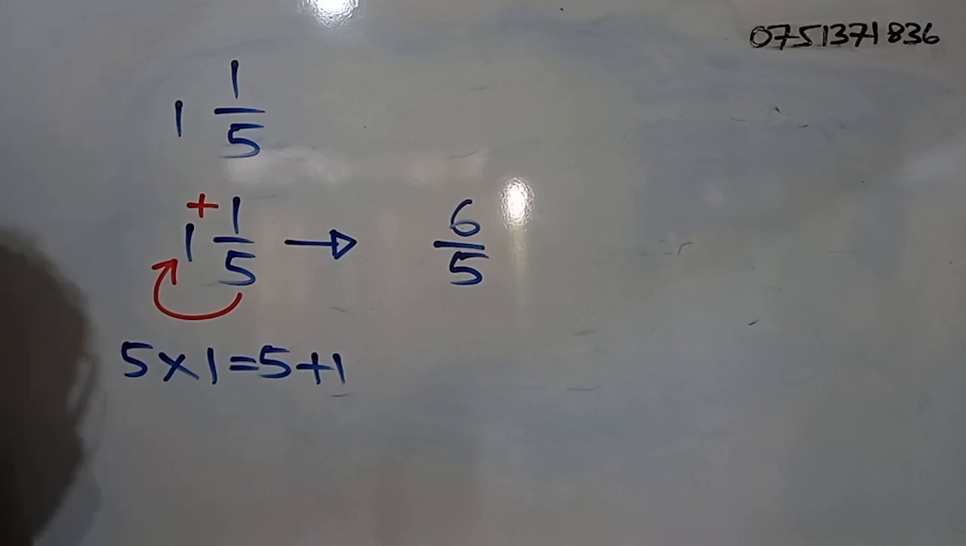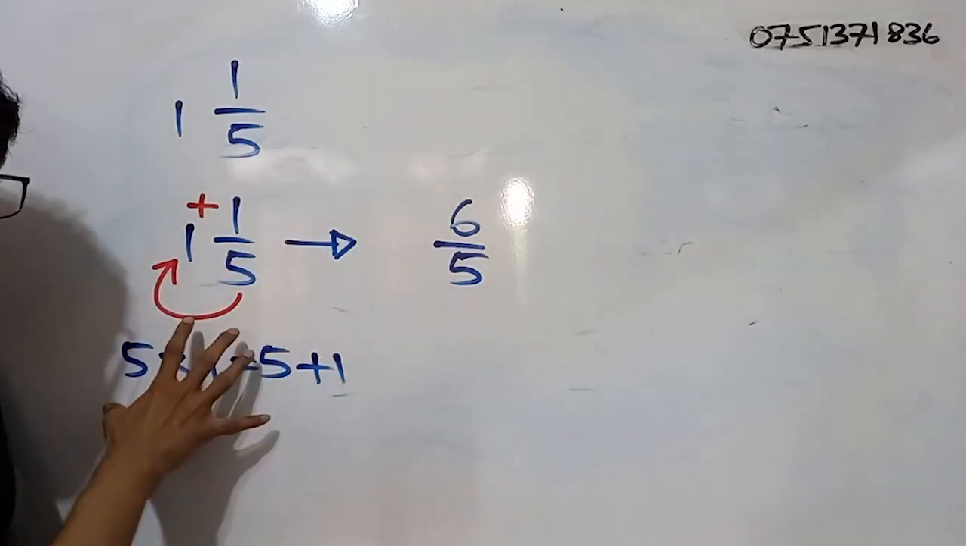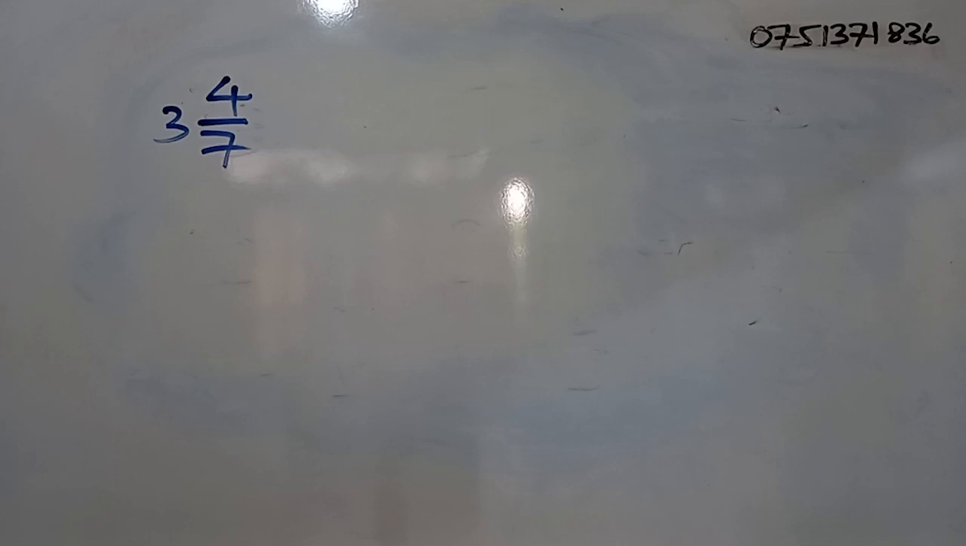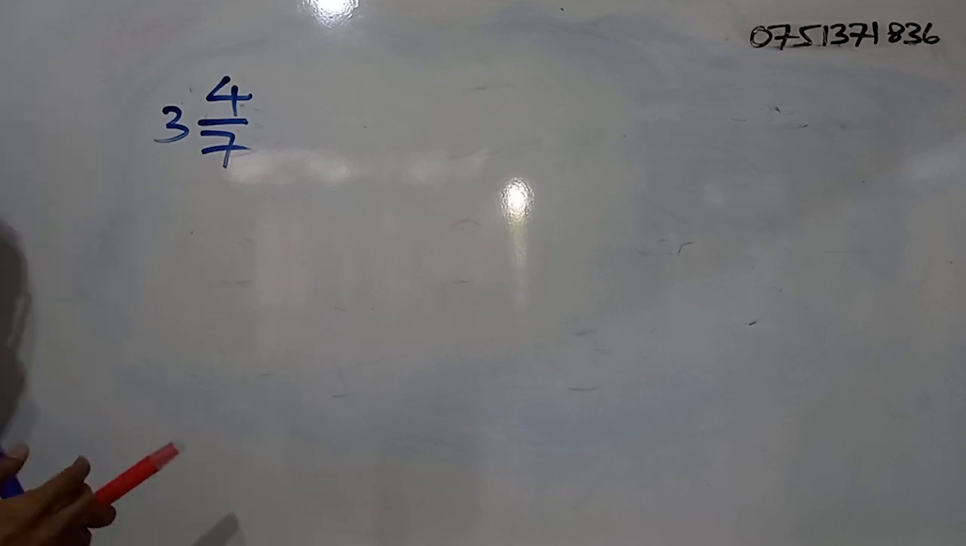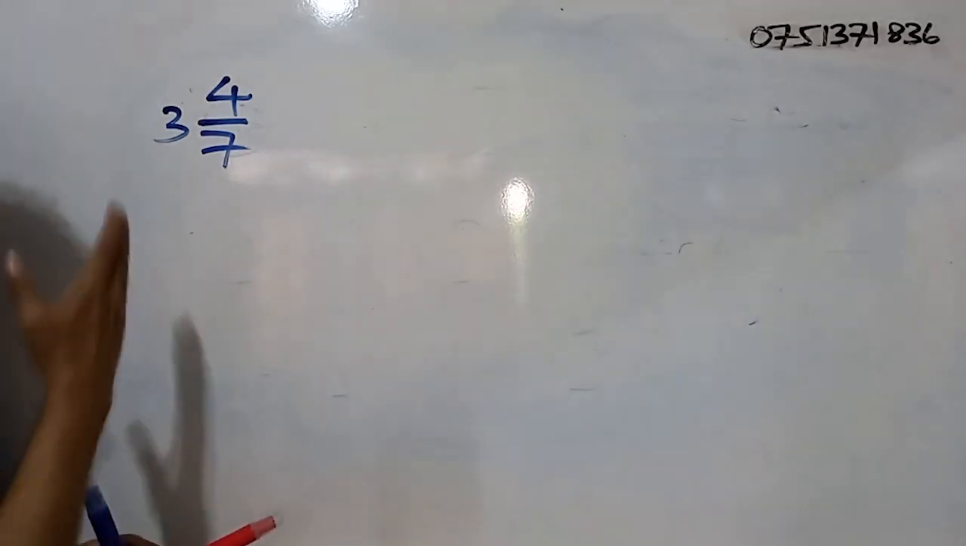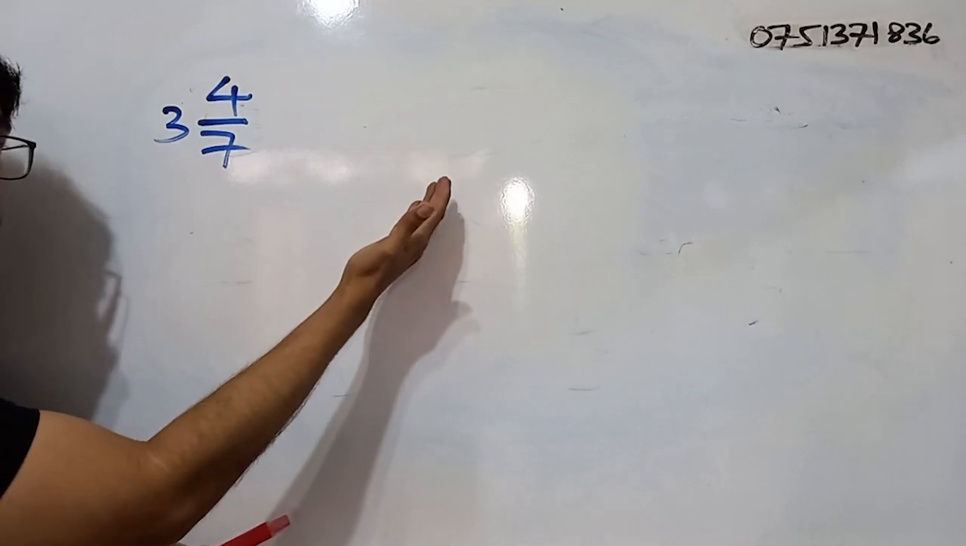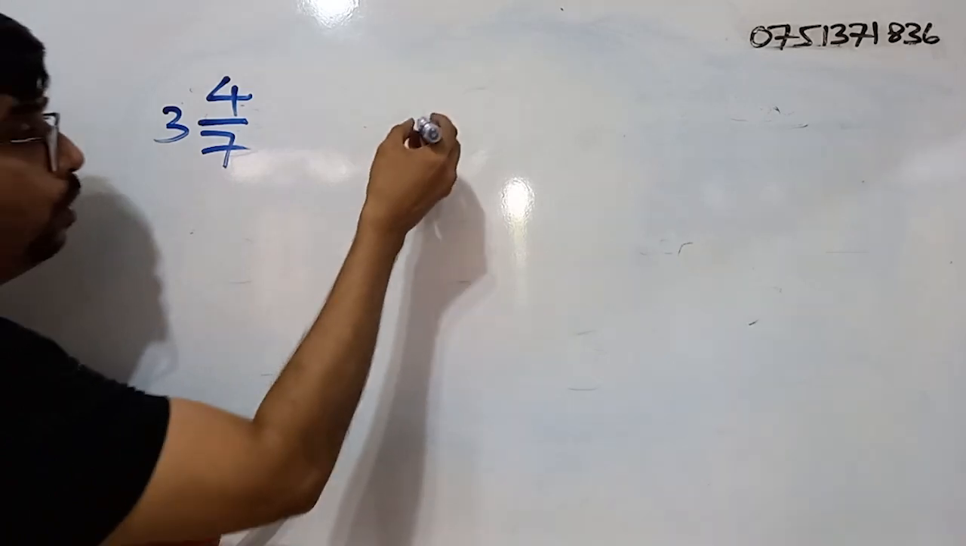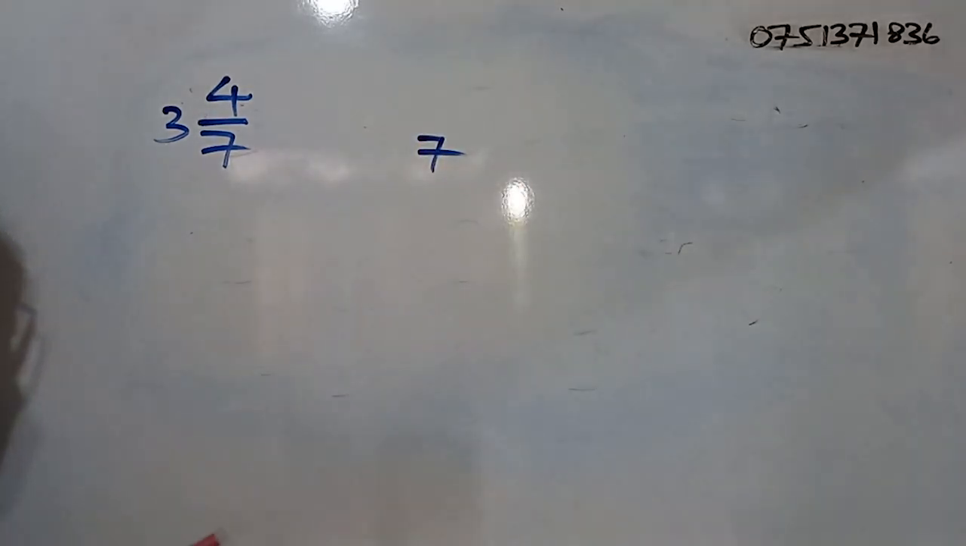Okay, so now you can take your time and complete this. Right. So the next example. So what is the fraction that we have? 3 and 4 by 7. Right. So we need to convert this into its what? Improper fraction. So the first thing we know, the denominator will be the same.